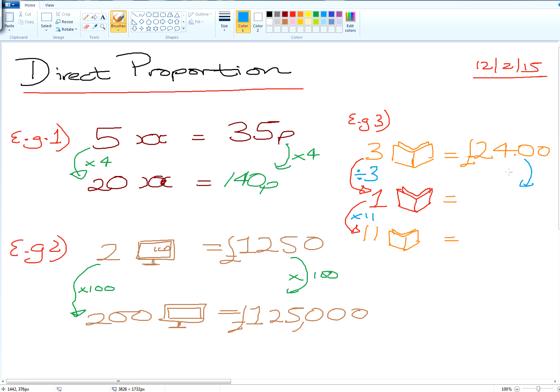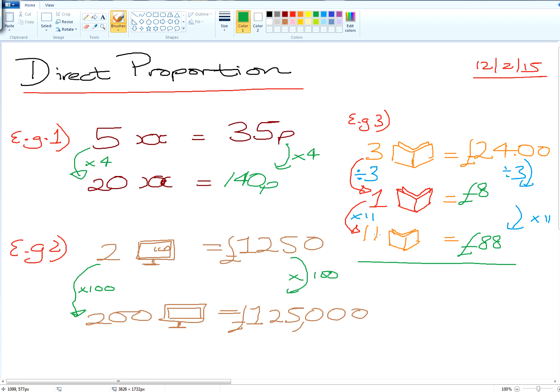Now, what we do on the left-hand side, Mushab, we do on the right-hand side. So let's do that then. We divide by 3 and then the answer we times by 11. So 24, if we divide it by 3, will give us £8 for the cost of 1 book. 8 times by 11 will give us £88 for the cost of 11 books.